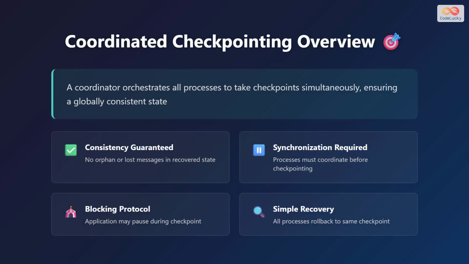Coordinated checkpointing is a technique where all processes in a distributed system pause and save their state at the same logical time. A coordinator process initiates the checkpoint, instructs all other processes to save their state, and ensures all processes complete before resuming normal operation. This creates a globally consistent snapshot where no messages are lost and no orphan messages exist. It's like hitting a pause button on the entire system, taking a photograph of its complete state, then resuming.